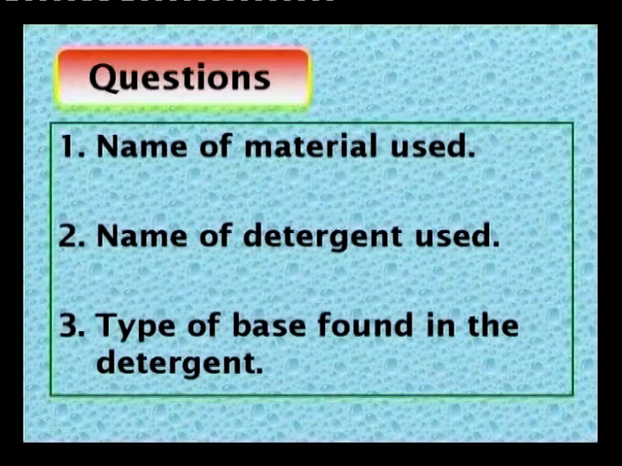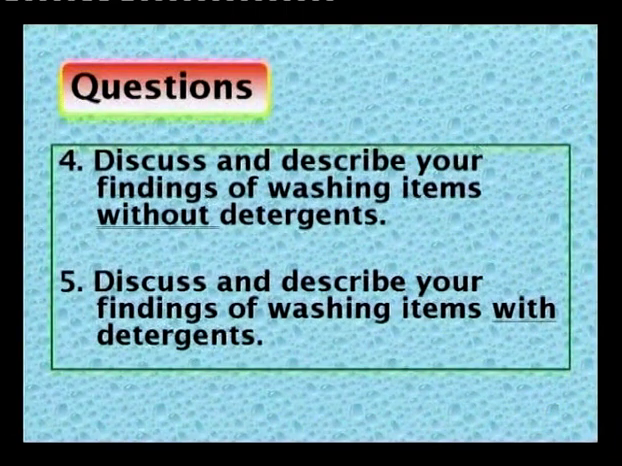All right, the questions that you should write down. Number 1, name of material used. In today's lesson, when you are carrying out the experiment or simple activity, write the names of the materials used, the name of the detergent that you are going to use, and the type of base found in that detergent. Let's go on to the next lot of questions. Question 4 and 5, please copy that down. Receiving students, a minute again for you to do that.